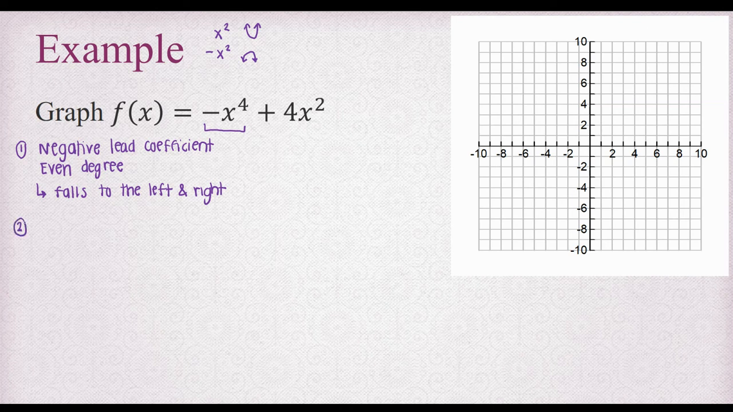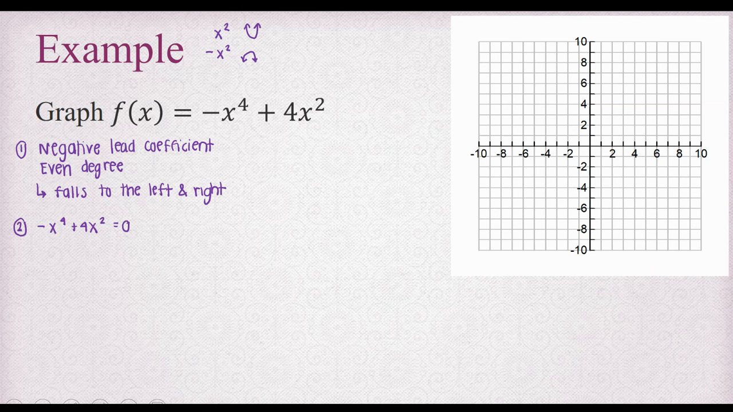Okay, the second thing is that I need to find my x-intercepts. Remember, that means I'm going to take my f of x function, which is negative x to the fourth plus 4x squared, and I'm going to set that equal to 0 and start solving for x. Remember, because it's degree 4, that means I technically have 4 x-intercepts. So let's figure out what those are. What I'm going to do is, in this case, look for a GCF.